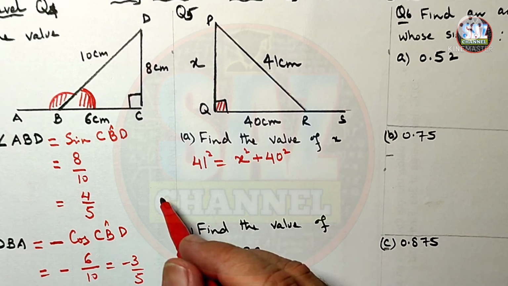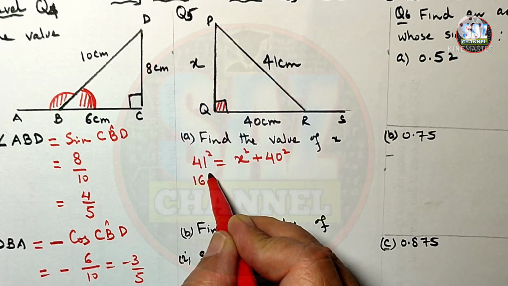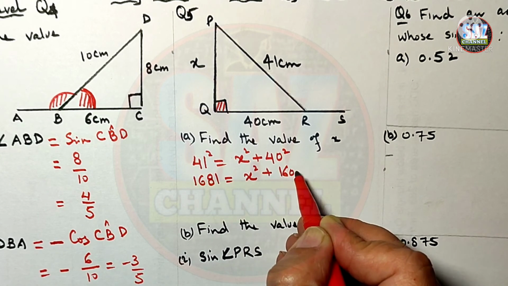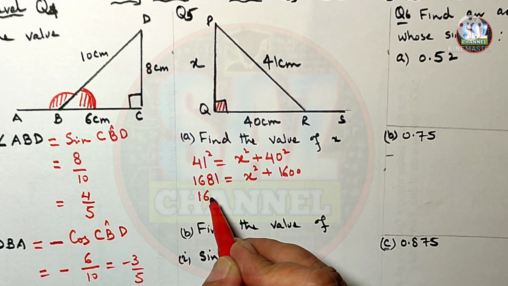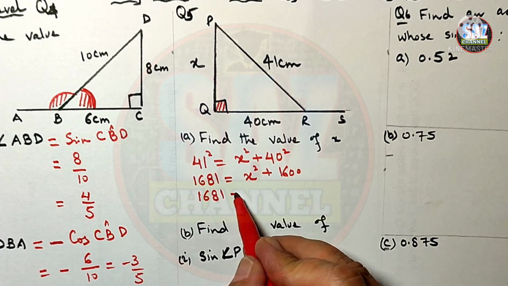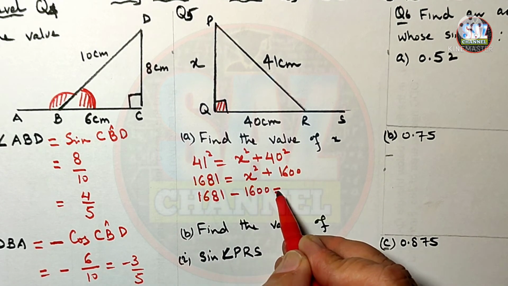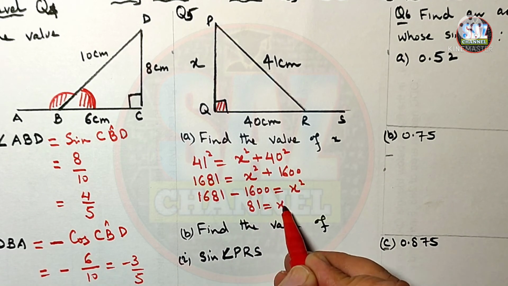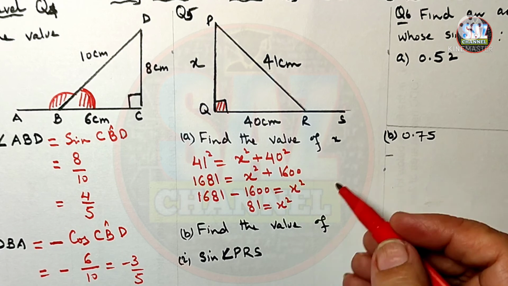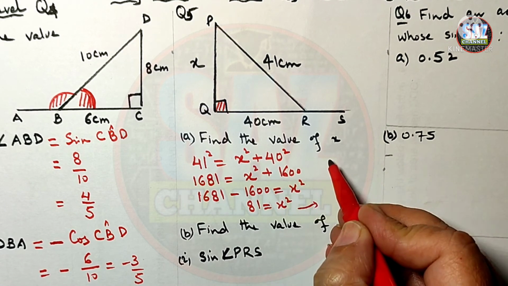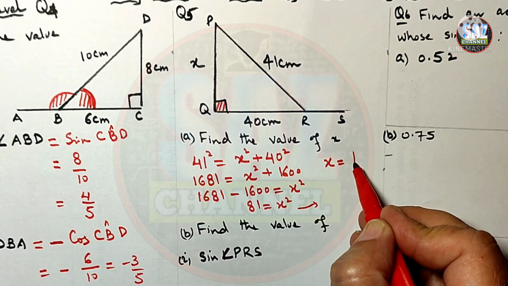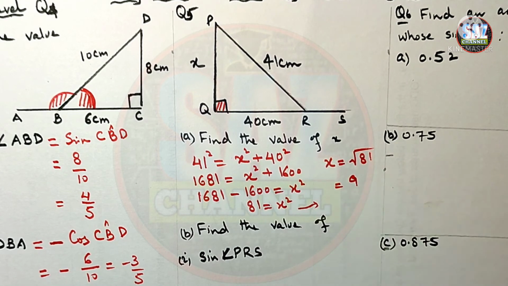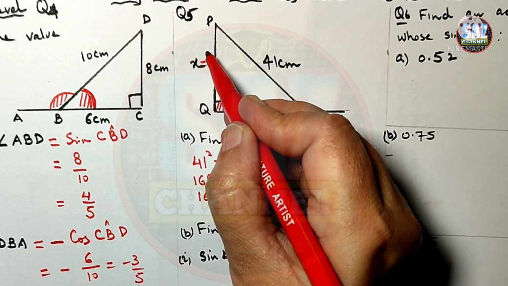41 square is 1681. So 1681 equals x square plus 1600. Shift 1600 to the other side: 1681 minus 1600 will give me x square, or 81 equals x square. In order to get the value of x, I have to take the square root on both sides, and my equation will take the form x equals 9. So the value of height is 9 centimeter.